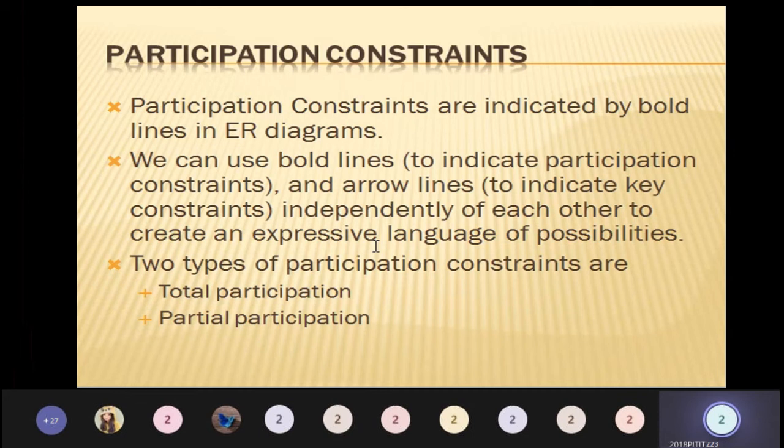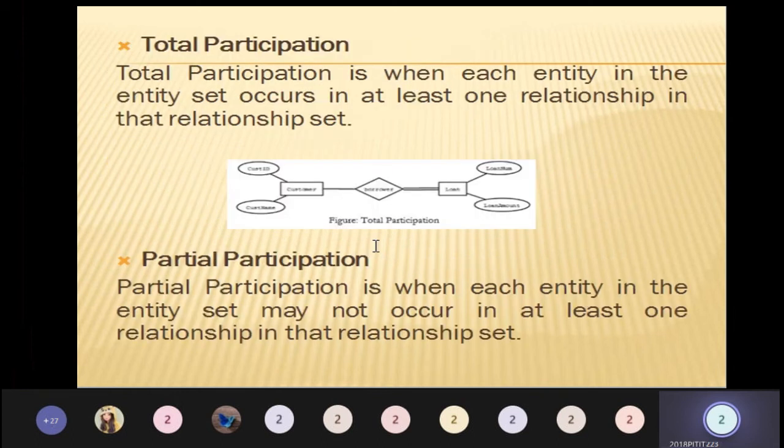Okay, which means that total participation is when each entity in the entity set occurs in at least one relationship in that relationship set. So look at this figure. Next one is partial participation.